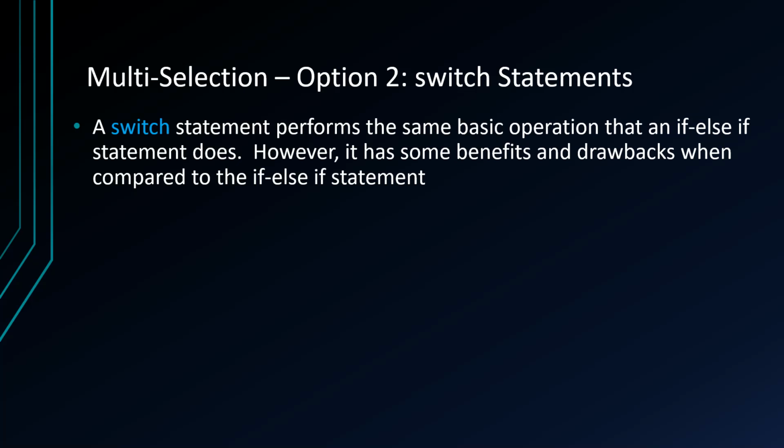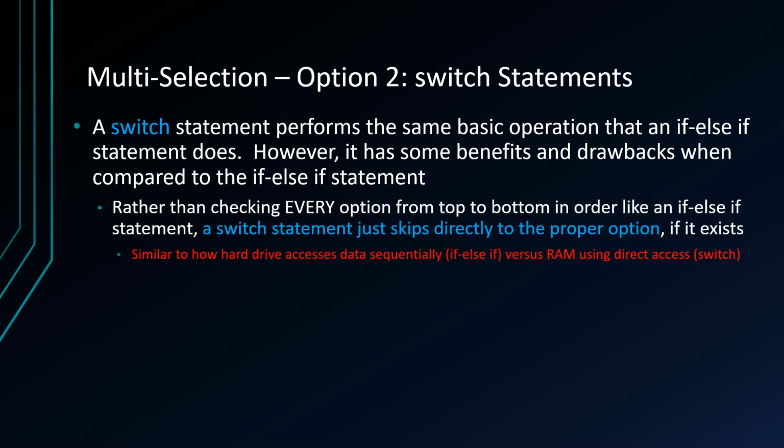Option 2, multi-selection using switch statements. So a switch statement performs basically the same operation as an if-else if statement. It compares a whole bunch of options and chooses one of them, but it does so in a very different way. Now, it has some benefits, it has some drawbacks when we compare it to that, so let's figure out why. First of all, rather than checking every possible option from the top to bottom, like in order, like an if-else if statement, it doesn't do that.